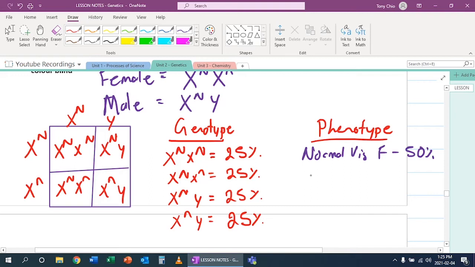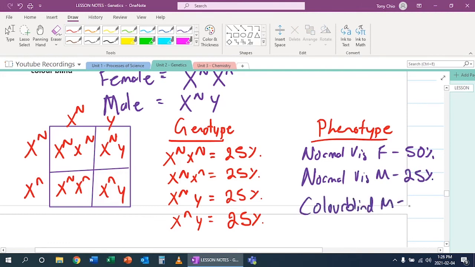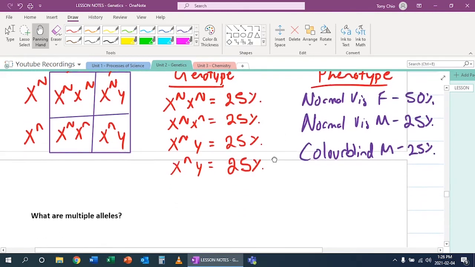But what if they're a male? In this case, this male would have normal vision, and this one would be colorblind. So in this case, normal vision male is a 25% chance, but colorblind male is a 25% chance. That means there is a 1 out of 4 chance that an offspring born to them will be a male who's colorblind. That's what that means. So that means half the males born to this couple could be colorblind. So this is an example of that scenario.